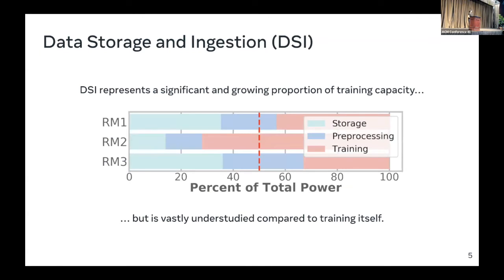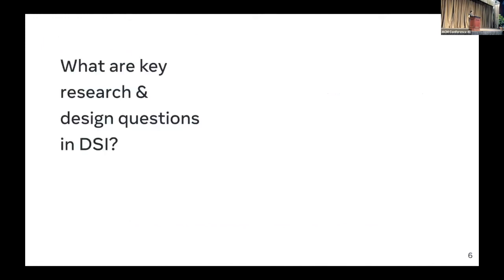First, let's ask, why do we care about DSI? The fact is that DSI represents a significant component of our training capacity fleet-wide. What I'm showing here are three representative recommendation models, RM1 through 3, and a breakdown of their infrastructure power requirements split by storage, pre-processing, and training. What you can see here is that the DSI component, the storage and pre-processing, takes up anywhere between 1/3 to over 2/3 of our power capacity within our data centers. But compared to these trainers, the red portion, DSI is pretty understudied. And that's what we're trying to address with our work: to really understand and characterize what DSI looks like at scale.